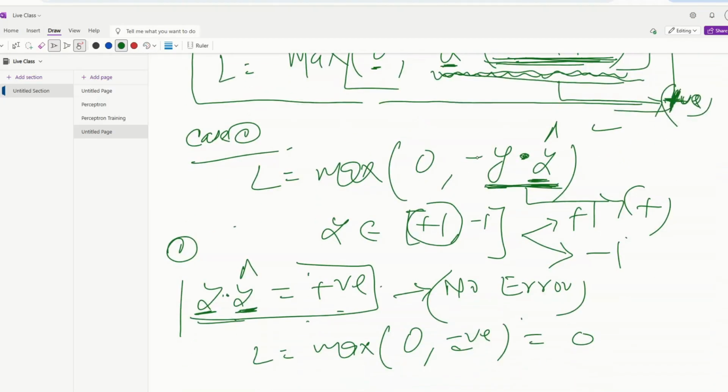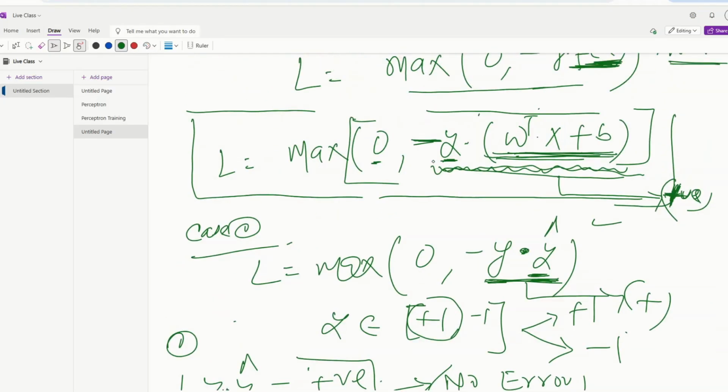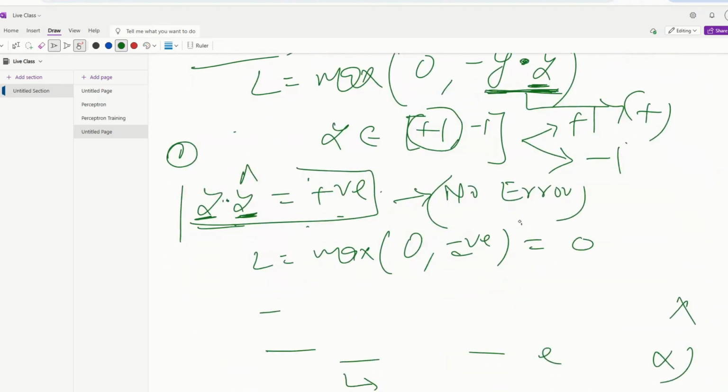So this loss function is telling us that if there is no error, I mean when y into y predict is positive, the multiplication is positive, either both are positive or both are negative, there's no error. So in the first case, if there's no error, your loss will be 0. This is what I wanted to explain.